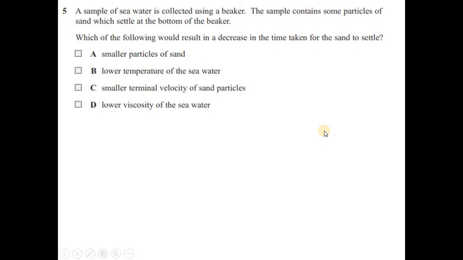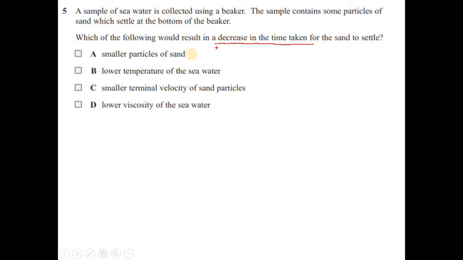Question number 5. A sample of sea water is collected using a beaker. The sample contains some particles of sand which settle at the bottom of the beaker. Which of the following would result in a decrease in time taken for the sand to settle? Decrease in time, that means it will reach earlier. It will take less time to reach the bottom.